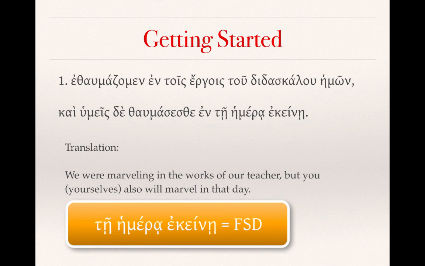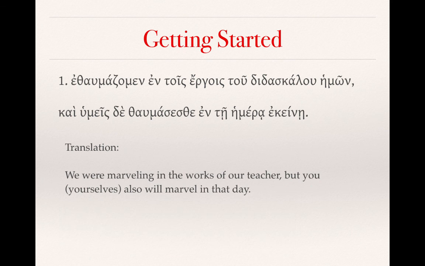And then te hemera ekeine is all in the dative case. It's in the dative case because it's following en. And we would say that ekeine, which is a demonstrative, is feminine singular dative because it's modifying te hemera, which is also feminine singular and dative.